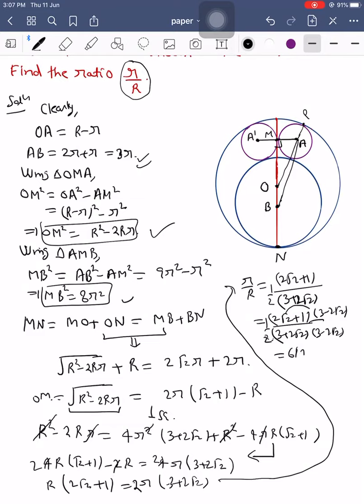Now in the numerator, 2 times 3 is 6 root 2, 6 root 2 minus 8 plus 3 minus 2 root 2, upon what is going to happen in the denominator? 3 times 3 is 9 minus 8, that becomes 1. 6 root 2 minus 2 root 2 becomes 4 root 2, minus 5. Yeah, that's great. Therefore the ratio r upon R is, finally, 4 root 2 minus 5.